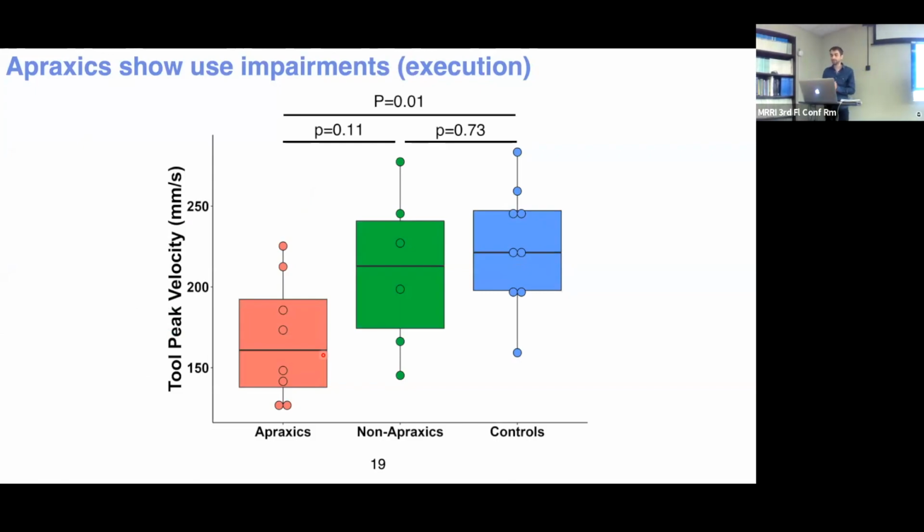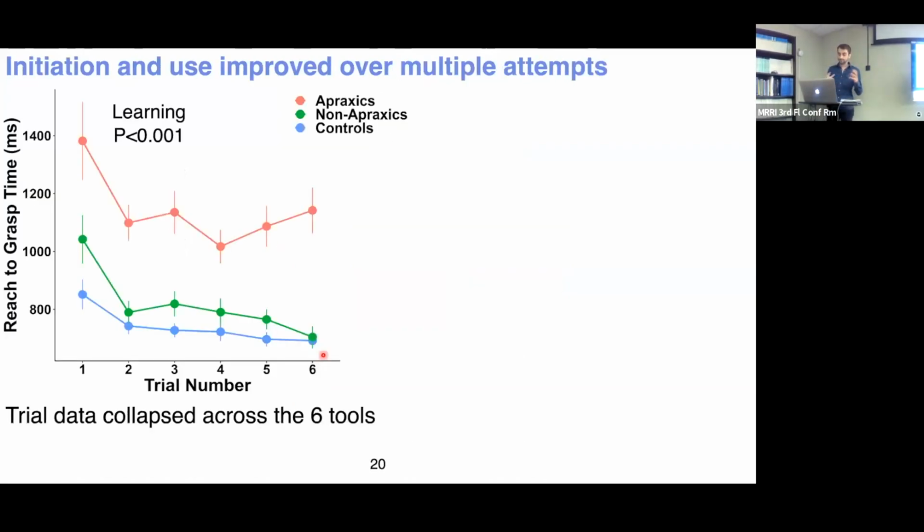And as I told you, we also asked our participants to perform 6 trials with each tool, so it is possible that there is some learning effect, and we were interested in looking at the time course of the behavioral performance. So again, we collapsed data across tools, and we looked at it across the 6 trials they were performing, and we found that there was a learning effect.